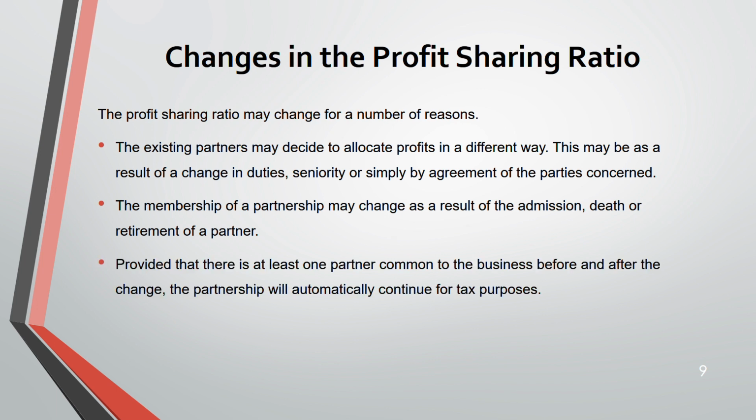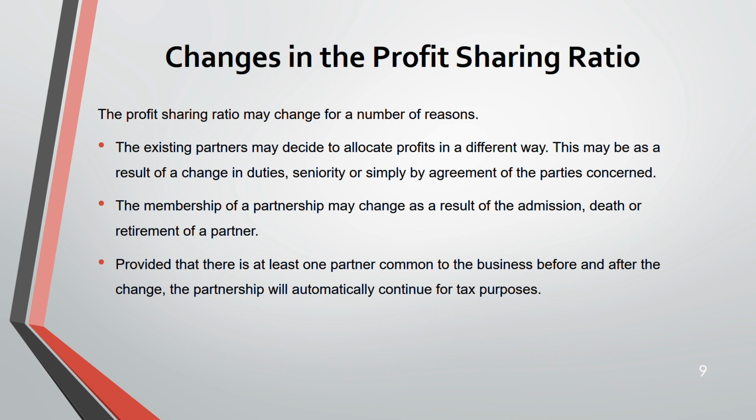Then even if there is at least one partner who is common to the business before and after the change, the partnership will automatically continue for tax purposes. You can't say the partnership is no longer there. One partner should be common before and after. Either you change the contract, the profit sharing ratio, the percentage, or some partners leave and new partners come, but at least one partner has to be common, both before and after this change. Then this partnership will continue. Otherwise, the partnership will not continue.